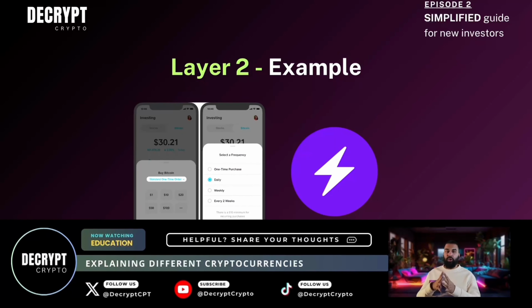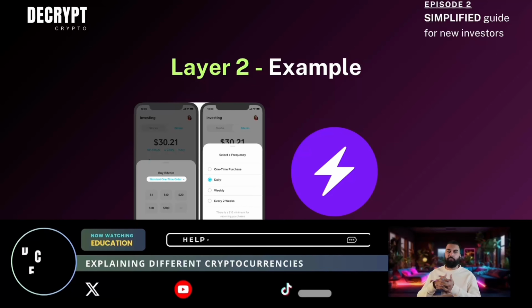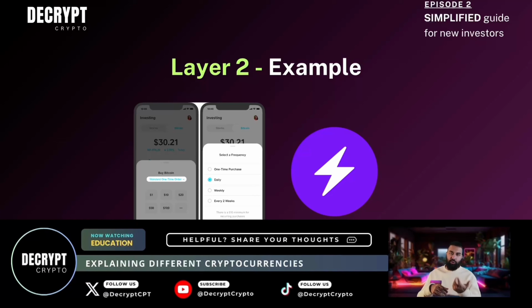If you download the app Cash App, you can actually buy, sell, send, and receive Bitcoin, and the network that it uses in order to do that is the Lightning Network, which is a layer 2 solution built on top of the layer 1 solution, Bitcoin. What this allows you to do is receive and send Bitcoin almost instantaneously.